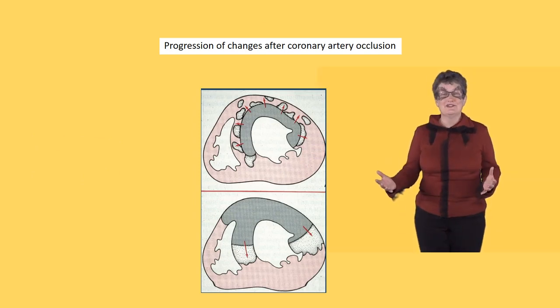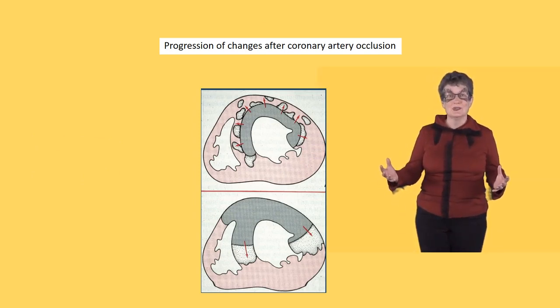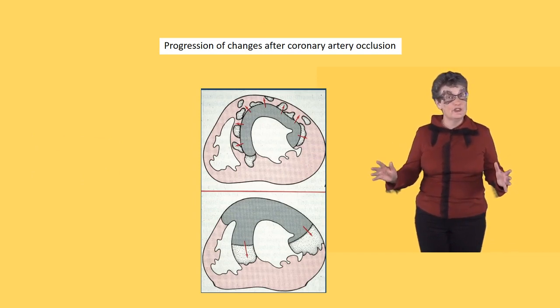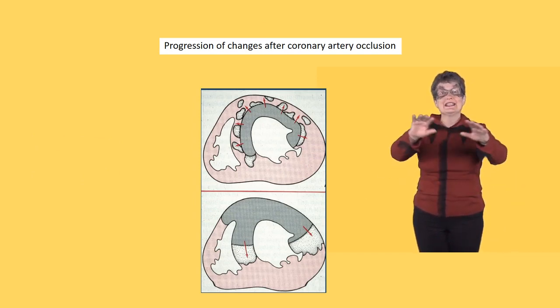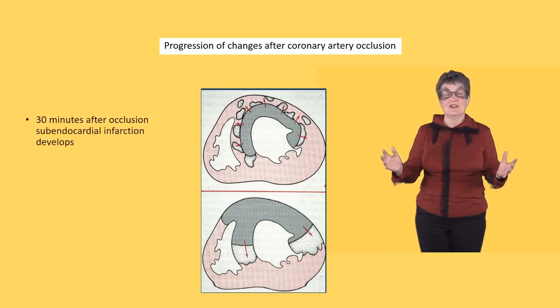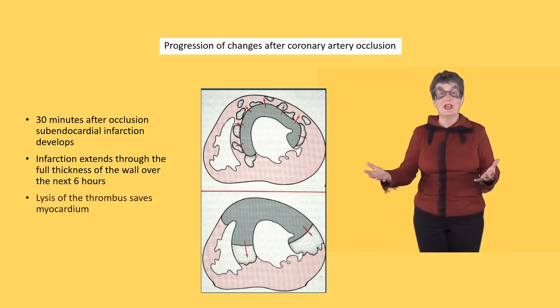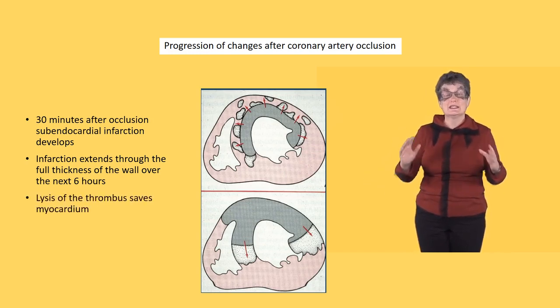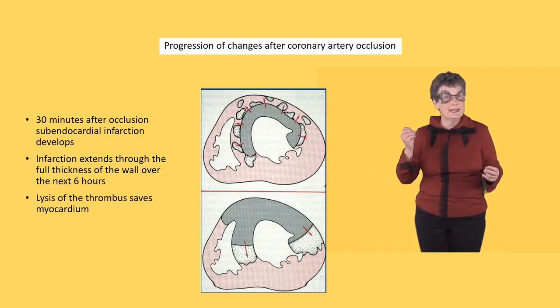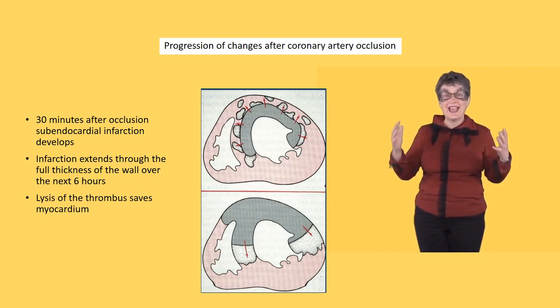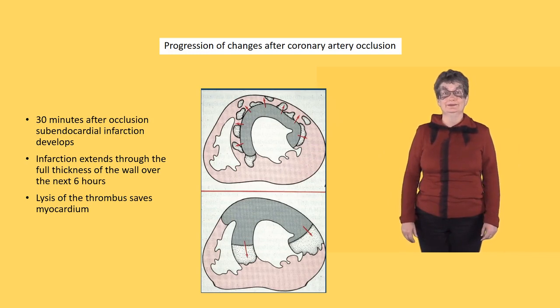A myocardial infarction doesn't happen all at once. The first thing that happens in the first 30 minutes is a subendocardial infarction develops. As further time passes, the infarction extends through the full thickness of the wall. Time is muscle, is the clinical saying. Lysis of the thrombus saves myocardium because it doesn't happen all at once. If we can intervene after half an hour, we save most of that myocardium.